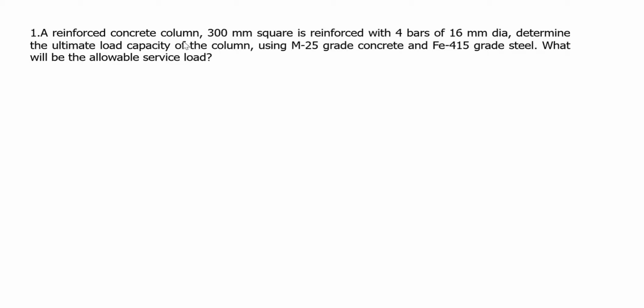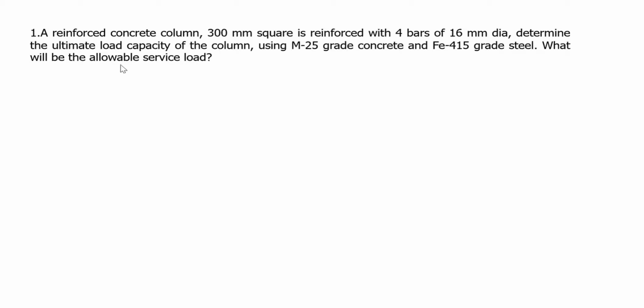A reinforced concrete column 300 mm square is reinforced with 4 bars of 16 mm diameter. Determine the ultimate load carrying capacity of the column. Use M25 grade concrete and Fe415 steel. What will be the allowable service load?